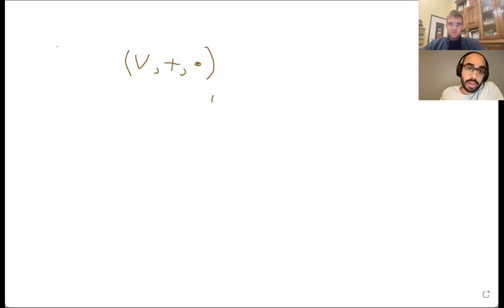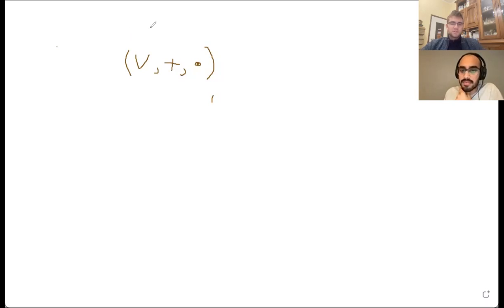so what are the axioms? I guess that is a natural question to ask. Before you do the axioms, I believe a vector space always has to be over a field. Yeah, so that brings me to the question of what is a field?